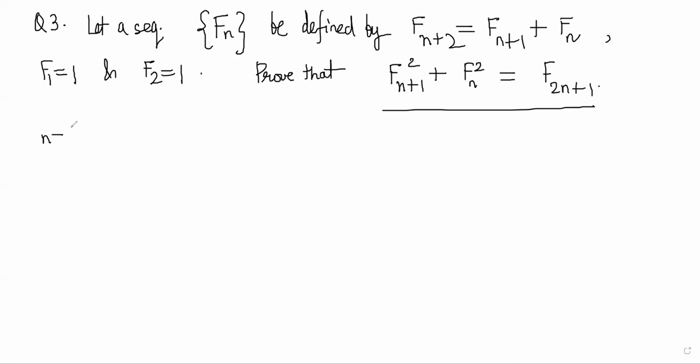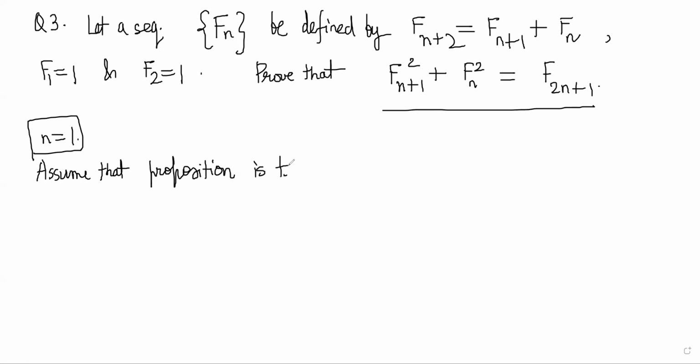Proving this statement is obvious for n is equal to 1. I will not discuss that. So we'll now assume that the proposition is true for n is equal to k, and here k is greater than or equal to 2, right?